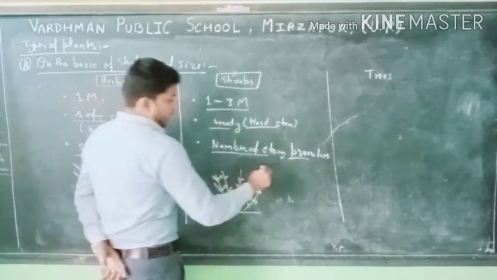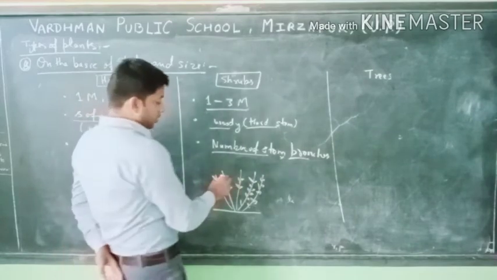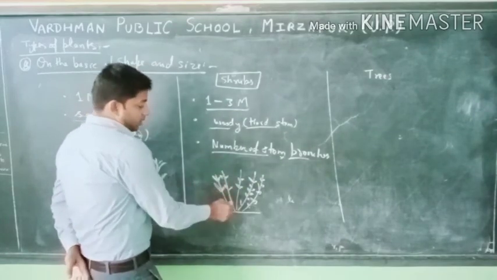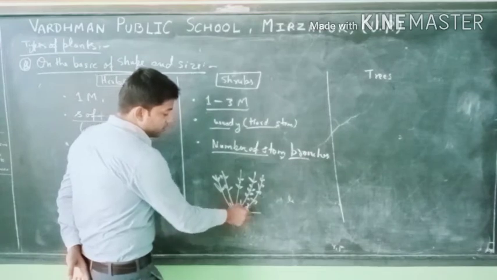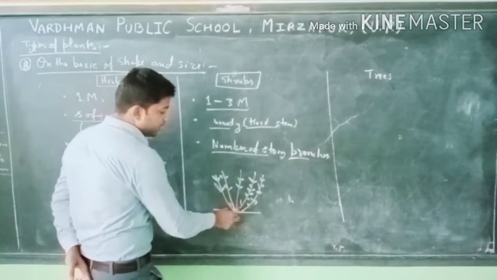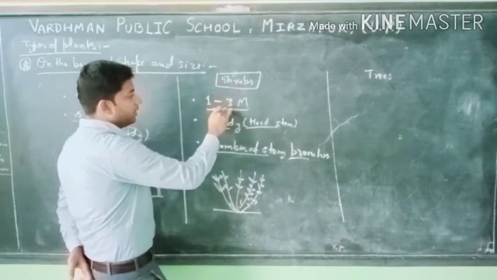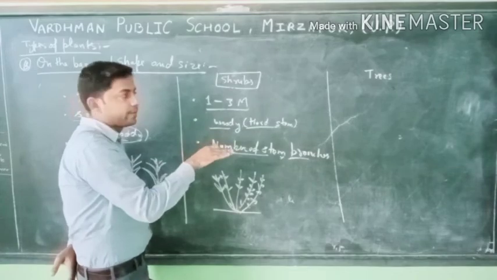Jasmine and Catharanthus, sadabahar, you must all have seen these. So when a woody stem with a number of branches appears at the base, this type of plant is known as a shrub plant, and their height is less than 3 meters.